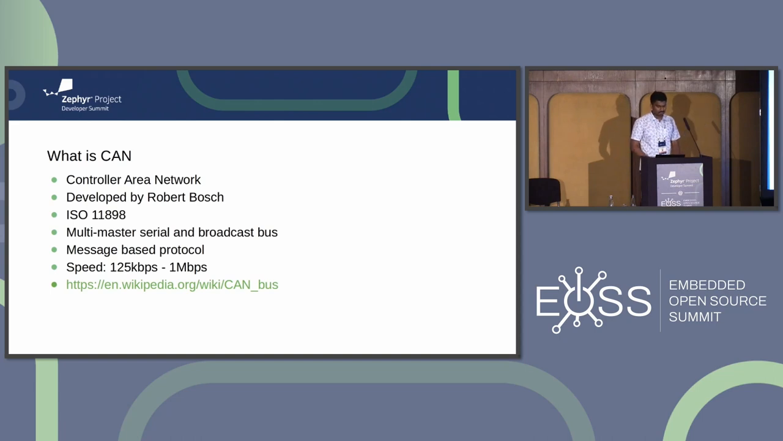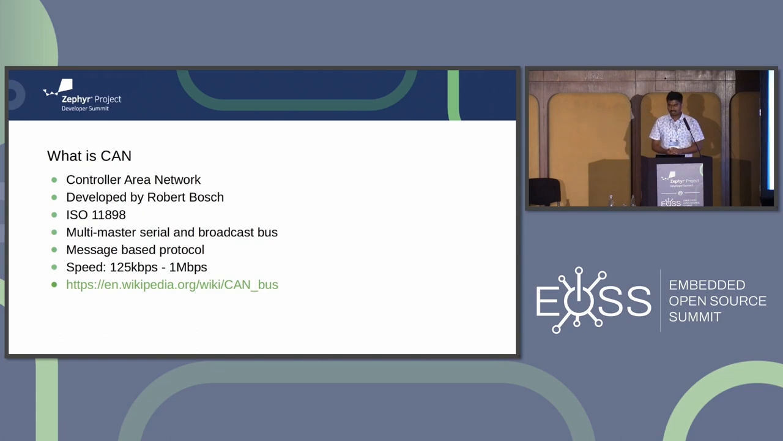And what is CAN? CAN stands for Controller Area Network. It was initially developed by Robert Bosch, and now it has become an international standard ISO 11898 for robust and reliable communication between electronic devices. It is a multi-master serial and broadcast bus, meaning any node can send and receive the data to any other node in the network, and all the nodes connected in the network can receive the message.